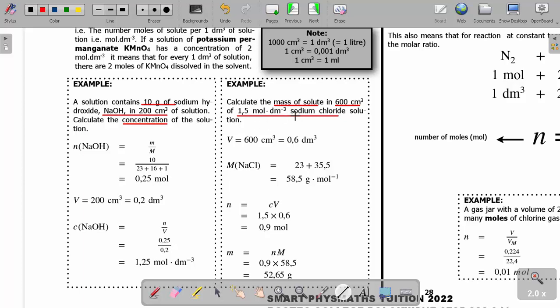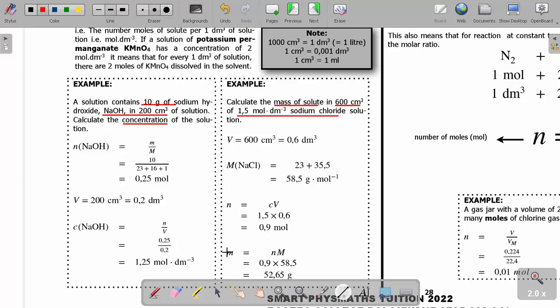So the volume given must be converted to decimeters cubed first, which gives 0.6, and then we get the molar mass of sodium chloride, which is 23 plus this to give us 58.5 grams per mole. Then we know that our number of moles equals CV.